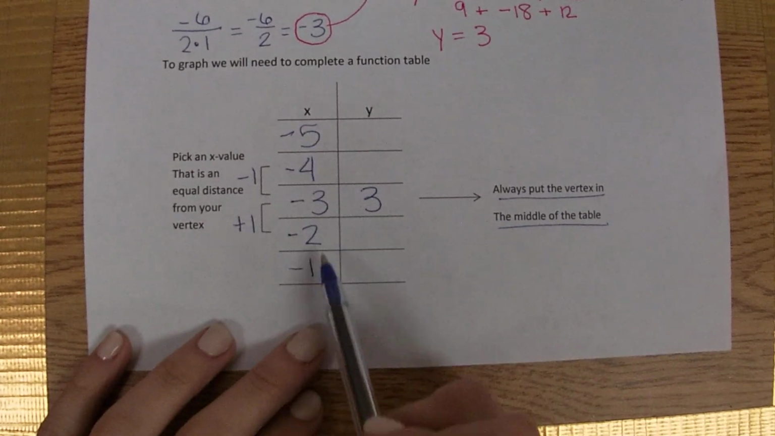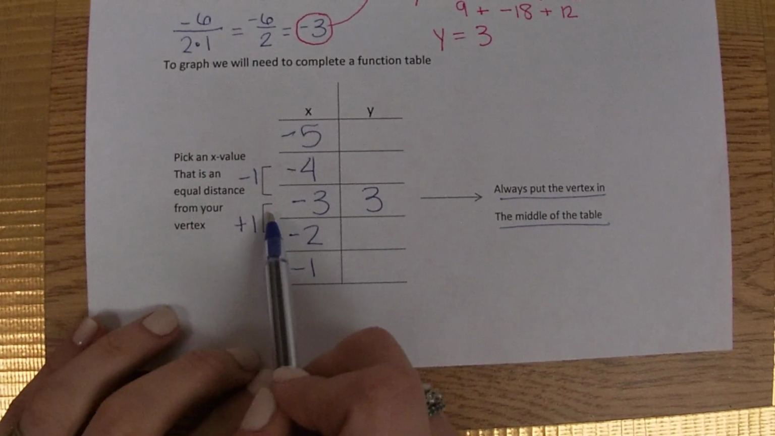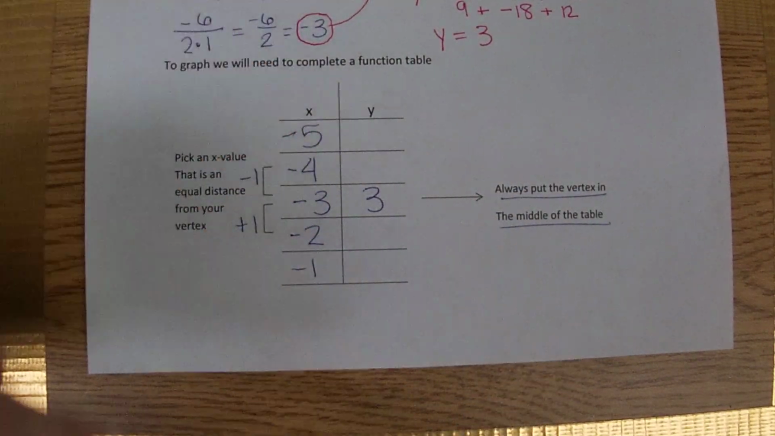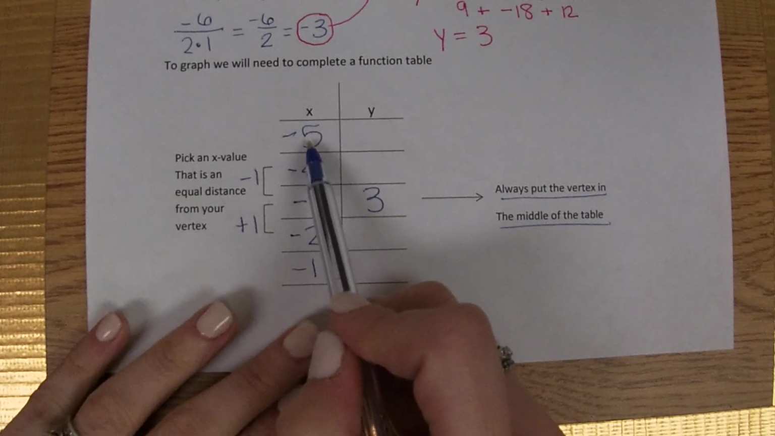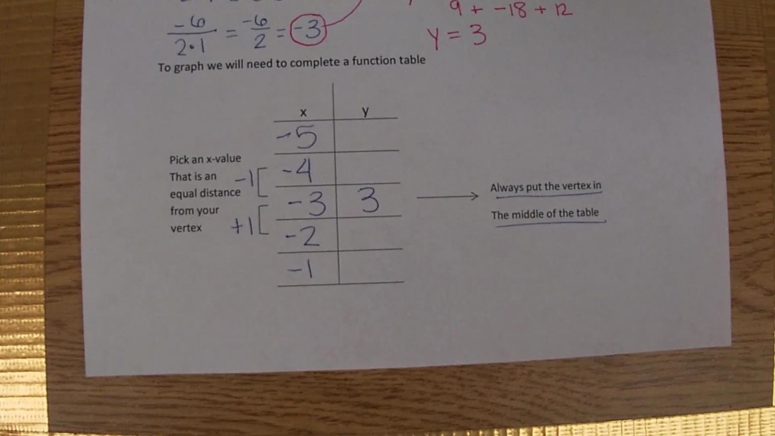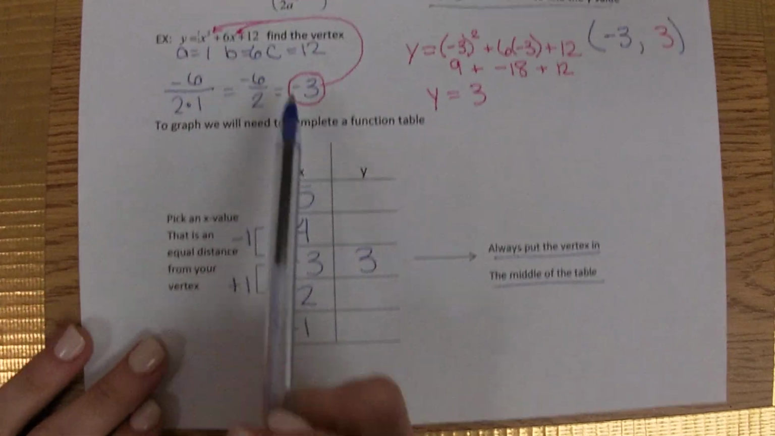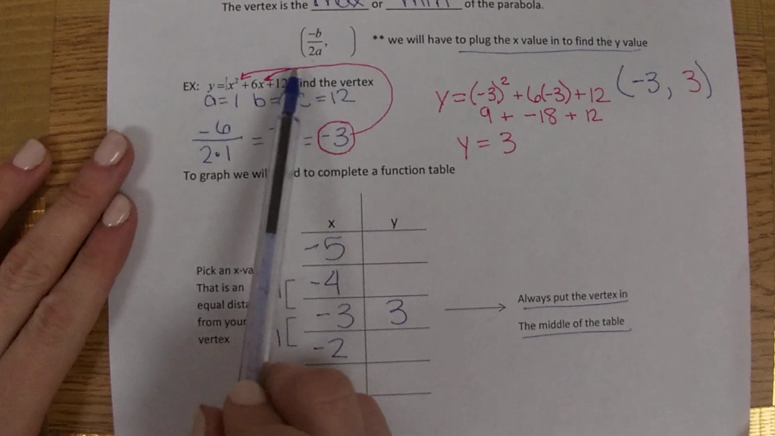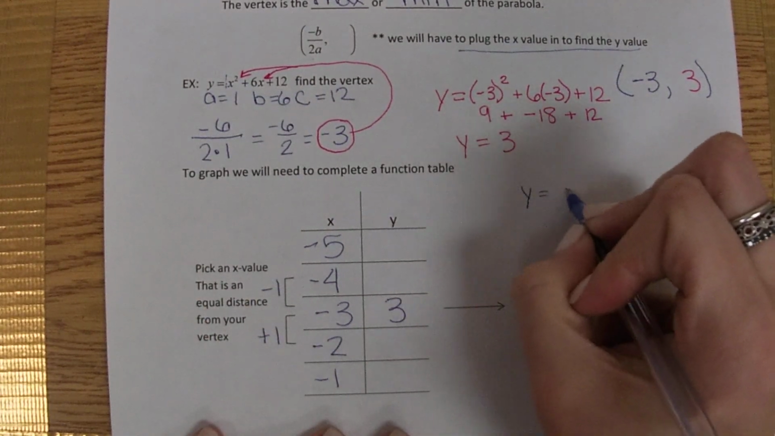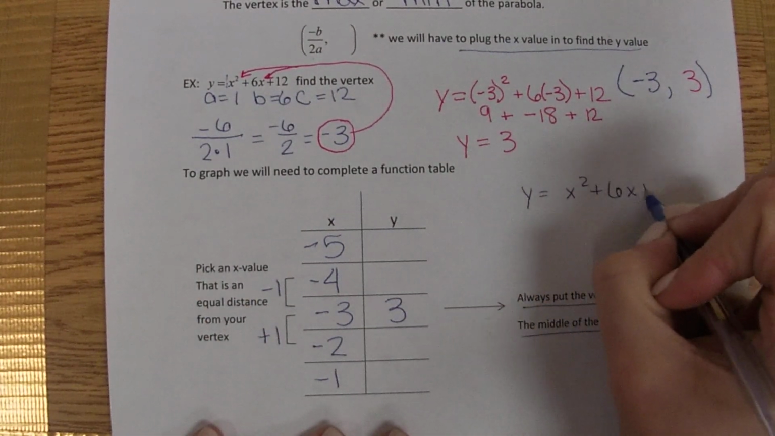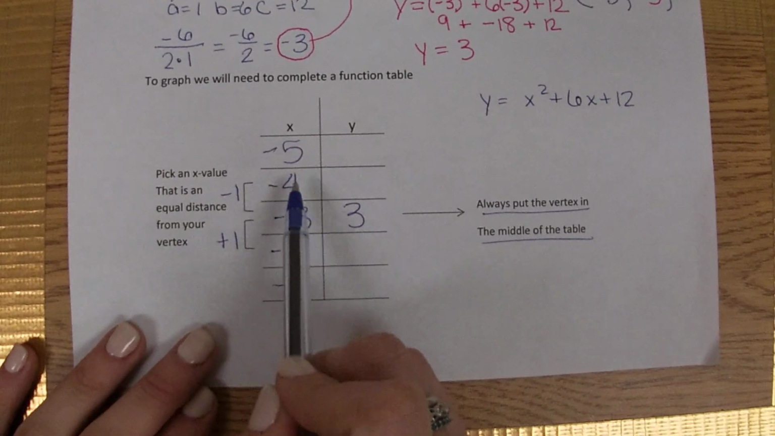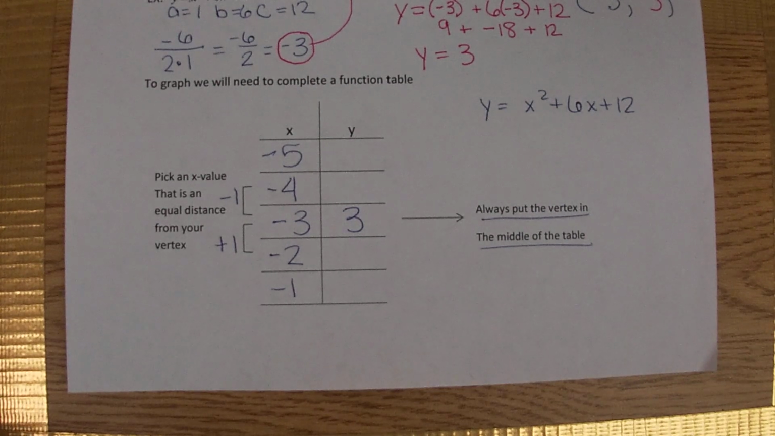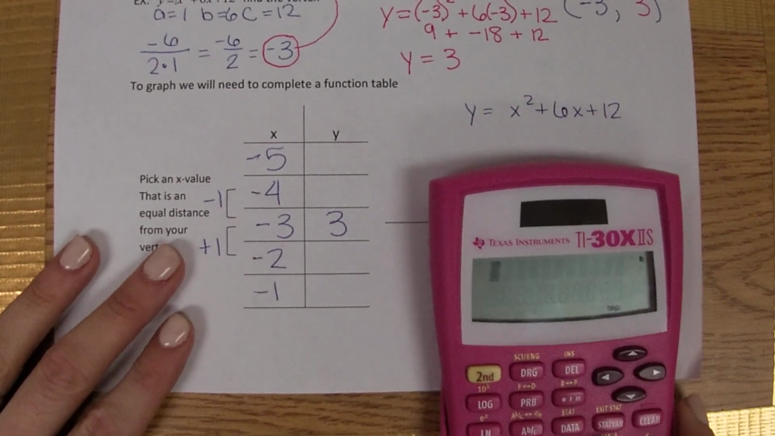Okay. Once we have picked these values where we know we're increasing at the same pattern going up as we are going down, we now need to take each of these values and complete the table by plugging them into our original function rule. So our original function rule is up here. We have y equals x squared plus 6x plus 12. So we're going to have to plug in 4 more values for x. And this is where your calculator can be really handy.